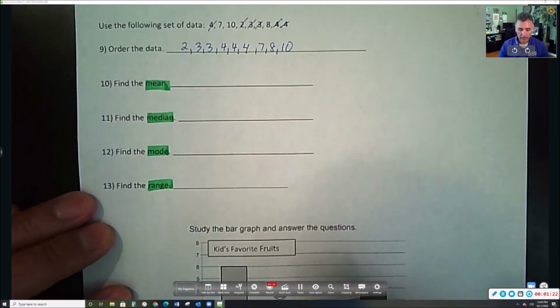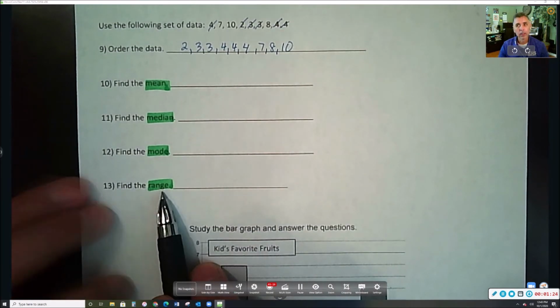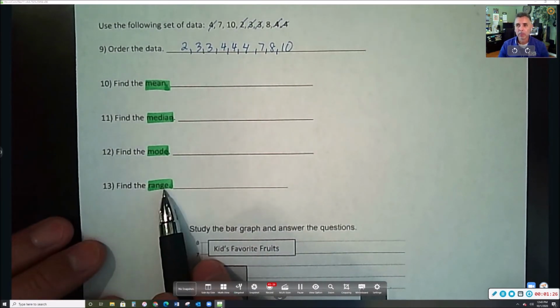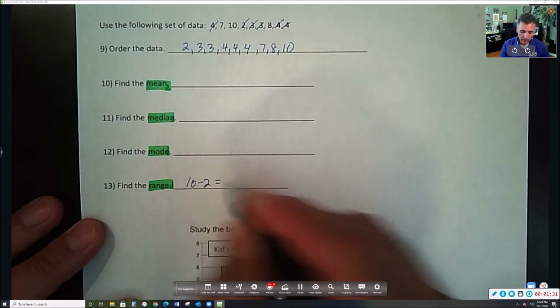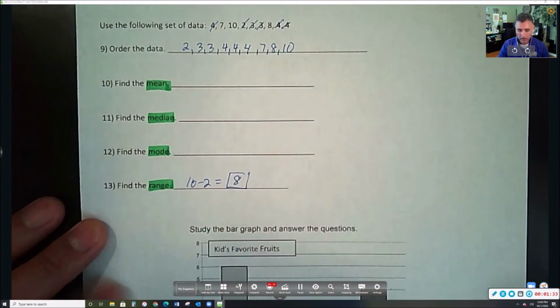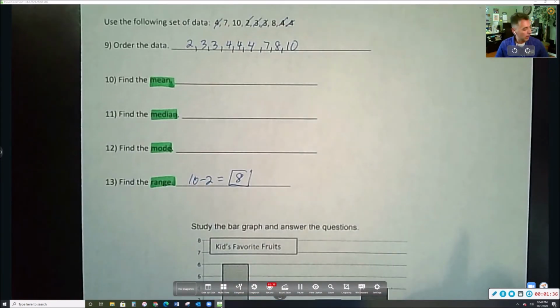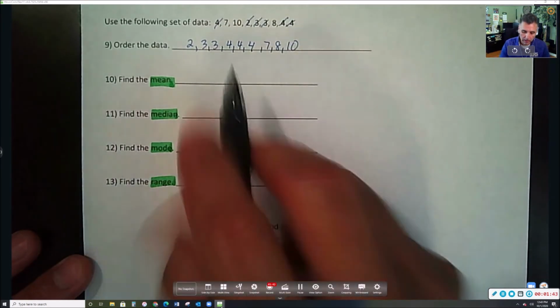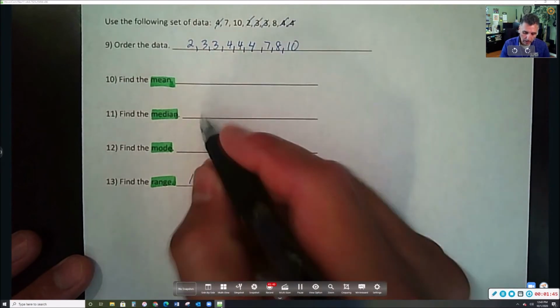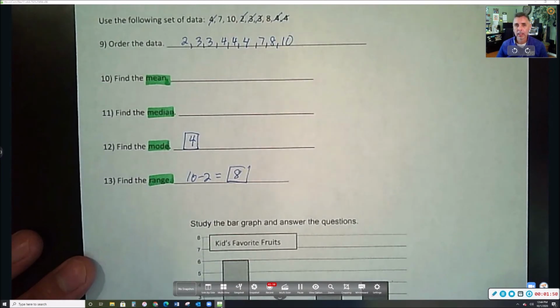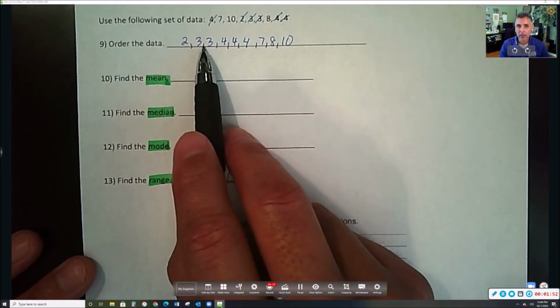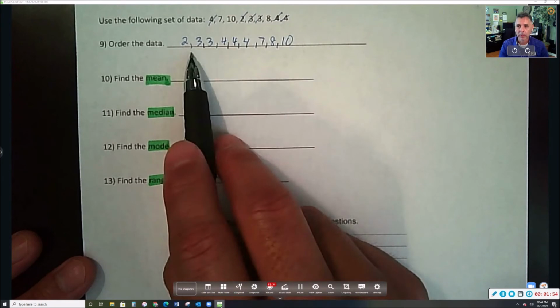And then I'm not going to keep writing this, but I wrote it on the front. The range is the biggest number minus the smallest number. So it's 10 minus 2, which is 8. Okay. And then I'm going to go through and find the mode. The mode is the number that appears the most. Okay. 1, 2, 3. The 4 appears 4 times, more than any of the other ones. It doesn't matter that the 3 appeared twice. The 4 appears more than the 3.